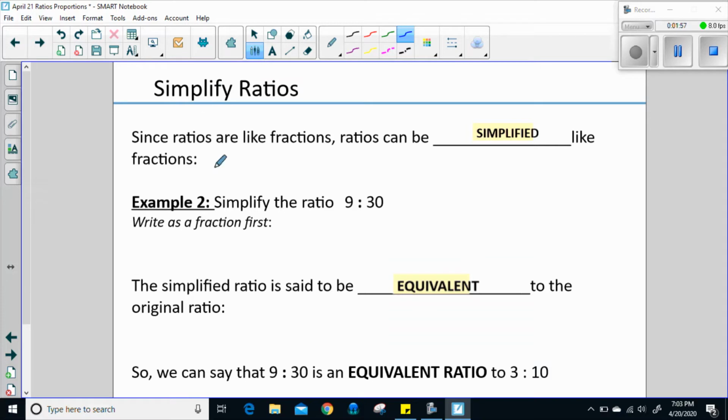Simplifying ratios. Since ratios are like fractions, ratios can be simplified. So we're going to reduce it. If I have the ratio 9 to 30, I would write it as a fraction first. And then to finish reducing it, I would look at what number divides evenly into both. So 9 divided by 3 gives me 3, and 30 divided by 3 gives me 10. Since they're both the same ratio, I would call them equivalent. So I can say that 9 to 30 is equivalent to 3 to 10.